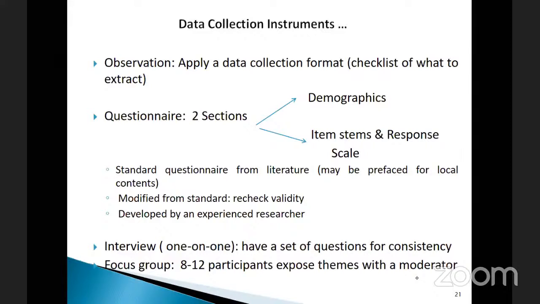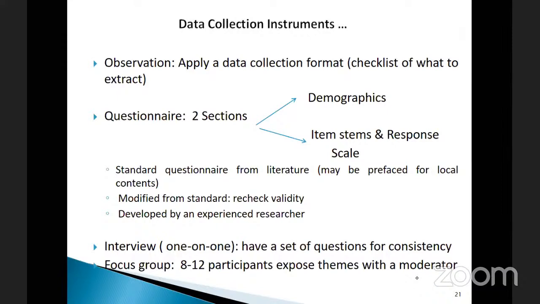You can also modify an existing standard questionnaire. And when you modify a questionnaire, you have to recheck it for validity, because the developers of every questionnaire will test for validity. And so if you make some modifications, you have to recheck that the questionnaire is still testing what it was originally intended to test.